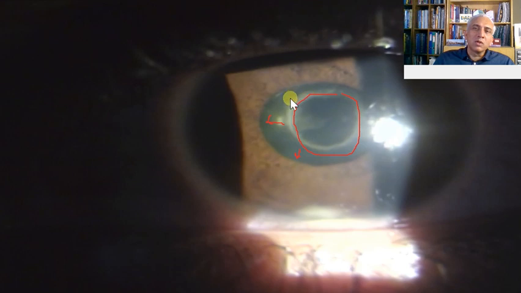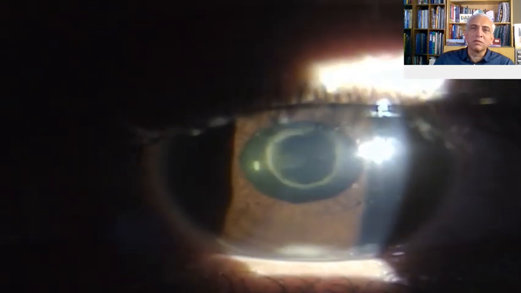Otherwise, you can have a total 360 synechiae formation, seclusio pupillae, and that will lead to the formation of iris bombe. Because if you do not control this, and the iris gets stuck over here, it produces that iris bombe because the aqueous cannot go forward. And what you see over here is a small bit of hypopyon which is left after resolution of this patient with anterior uveitis. Let's clear this and go forward and see the other parts of the examination.